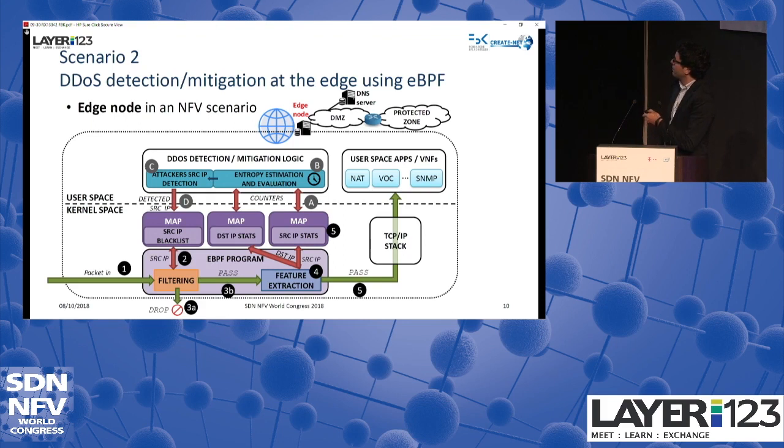Periodically, we do an entropy estimation. If we are under attack, usually the destination IP address entropy decreases while the source IP address entropy increases. We do this kind of evaluation, comparing also with the entropies for previous times. Also in this case, we usually set 30 seconds as the time to do this operation, which is done in user space, by the way. If we detect that we are under attack, we add to the source IP blacklist all those source IPs that contact the destination IP with the highest number of packets.